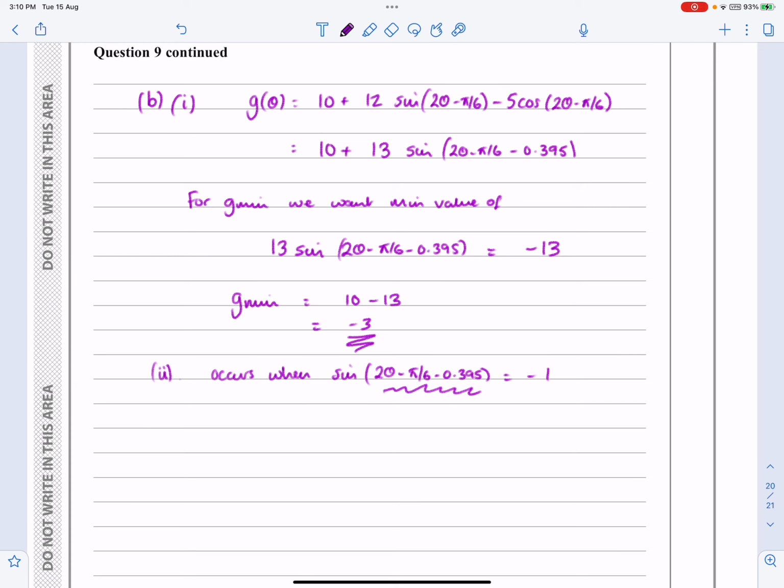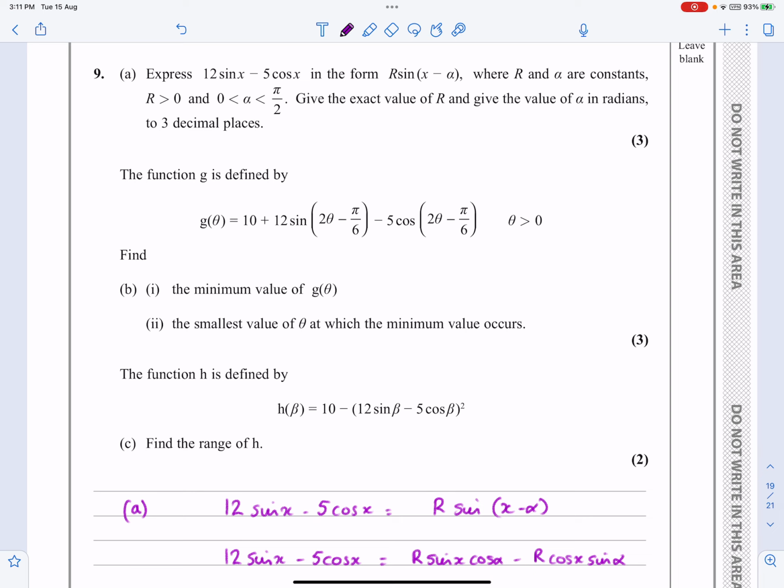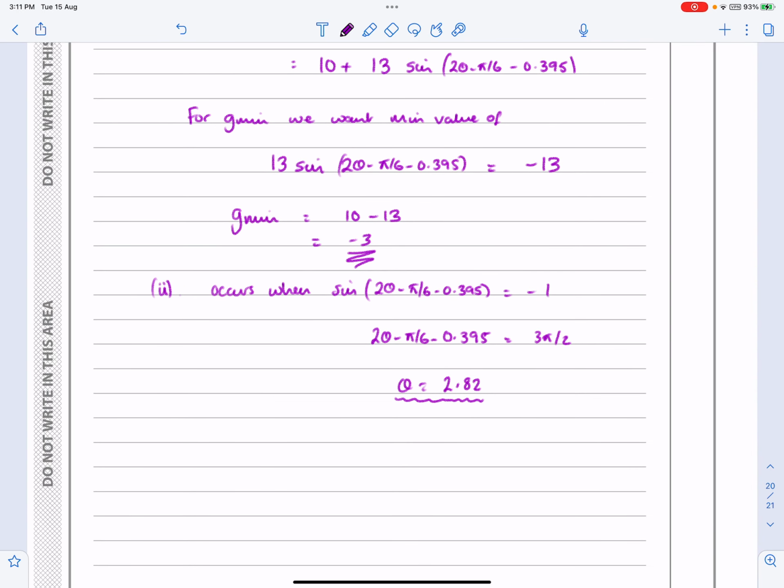When the angle is equal to 3 pi over 2. We're working in radians. When the angle is equal to 3 pi over 2, 270 degrees. Think about what sine looks like. Sine looks like that, doesn't it? So it's at that point there, theta equals 270, or theta equals 3 pi over 2. So in this case, 2 theta minus pi over 6 minus 0.395 is equal to 3 pi over 2, and then just rearrange all that. Add on the 0.395, add on the pi over 6, get that answer, divide it by 2. It works out to be 2.82. I've checked that it doesn't say anything about accuracy, so it's up to me how accurate I make it. I've done it to 2 decimal places, so theta is equal to 2.82 radians in that case.